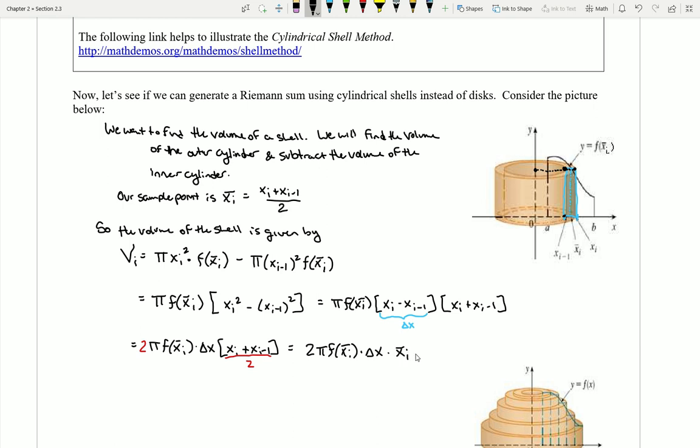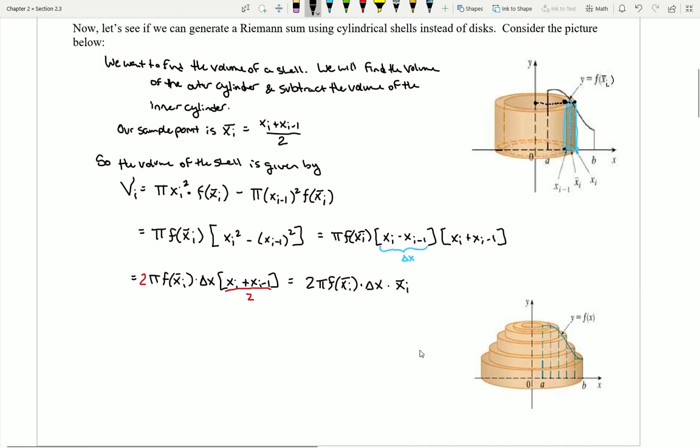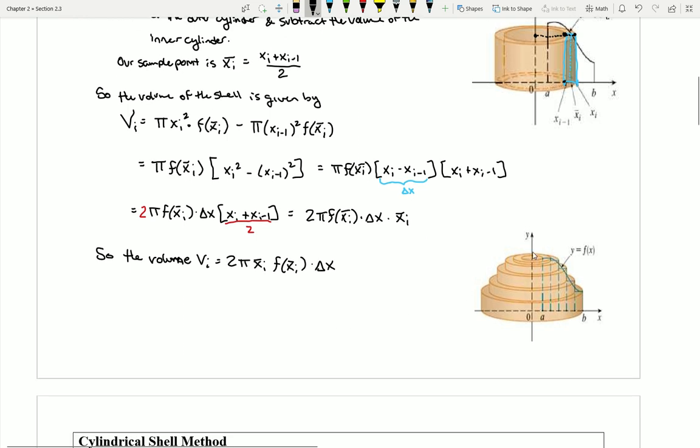Okay, so I totally understand this probably feels like a whole lot of really weird and unnecessary work, but it's gotten us to something that's extremely valuable. Notice that I can say that the volume VI is then going to be equal to 2 pi. I'm going to rewrite the terms here just a little bit. And I'm going to have an f of xi with the bar, and then I'm going to put my delta x at the back.